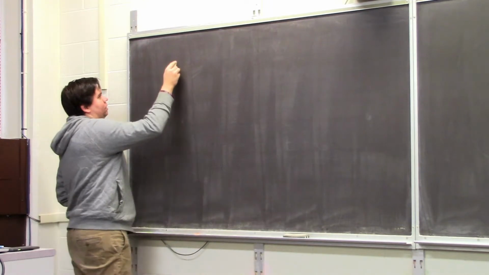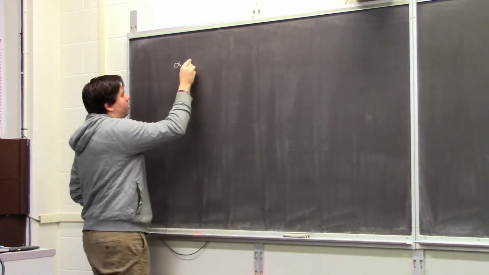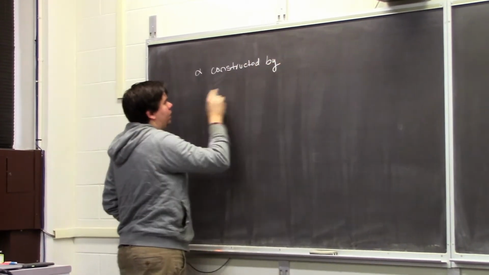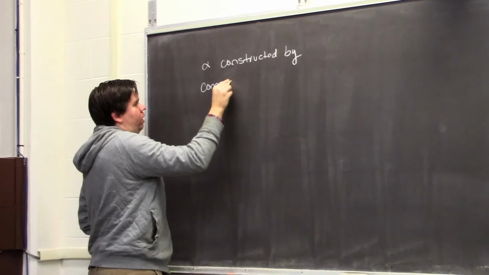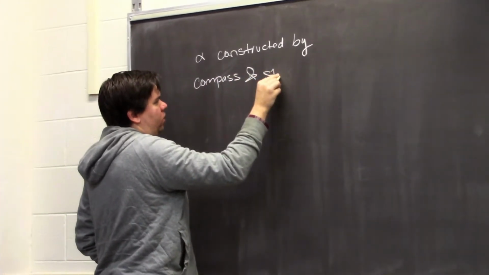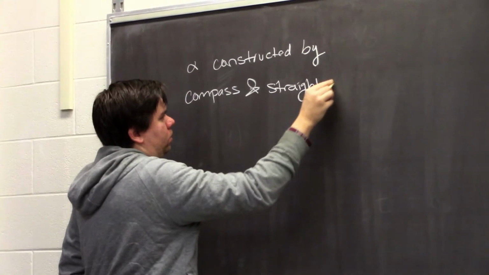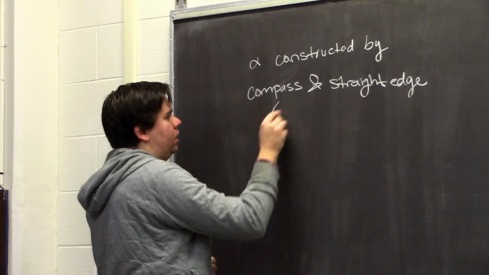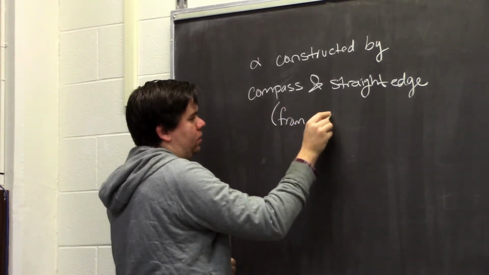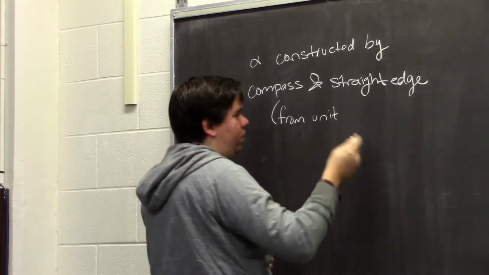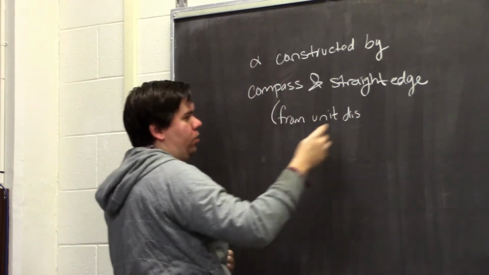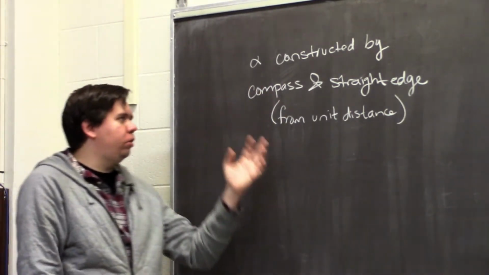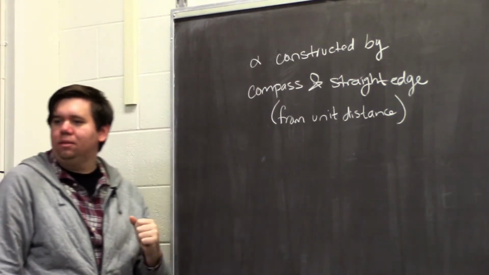We've said that some number alpha can be constructed by compass and straight edge, and this is assuming you start off with some unit distance. So using your compass and straight edge, you can double that unit distance. You can construct length 2. You can bisect it. You can construct length 1/2. We argued we can construct all the rational distances, right?